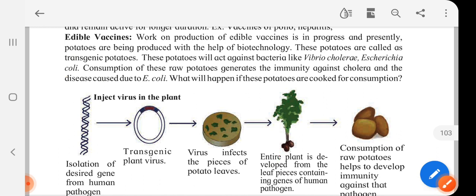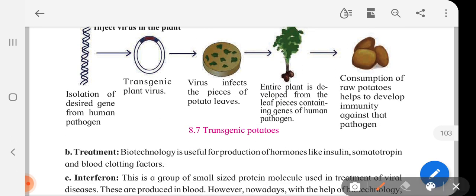So you can see in the diagram, it shows isolation of the desired gene from the human pathogen. Then there is the transgenic plant virus. The virus infects a piece of potato leaf and then the entire plant is developed from the leaf piece containing genes of the human pathogen. So consumption of raw potatoes helps to develop immunity against that pathogen.